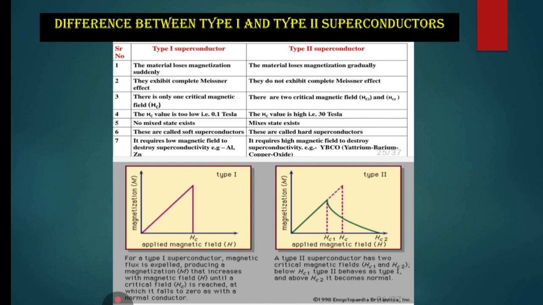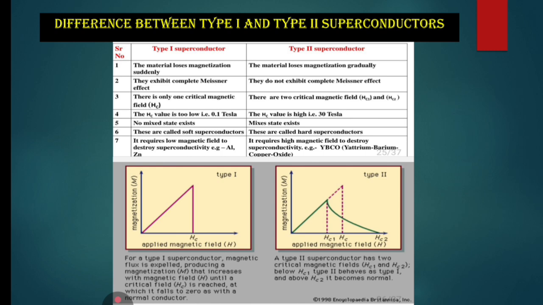In type 1 superconductors, the material loses magnetization suddenly because the applied magnetic field reaches a single critical value called the magnetic field Hc1, and they exhibit the complete Meissner effect because in superconductivity complete magnetization happens, and the Hc value is very low, that is 0.1 Tesla.